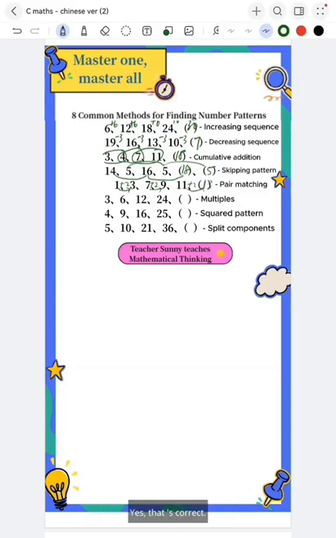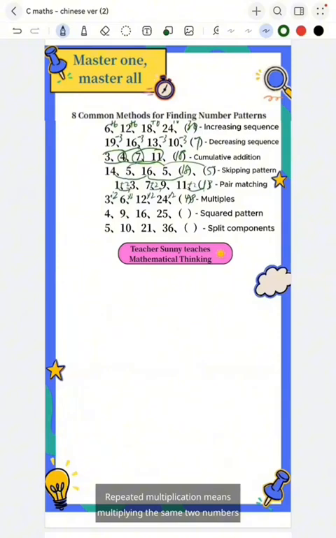Yes, that's correct. Now the sixth pattern is multiples. So for example, 3, 6, 12, 24, we can see that each number is doubled. So 3 times 2 equals 6, 6 times 2 equals 12, 12 times 2 equals 24, and 24 times 2 equals 48.